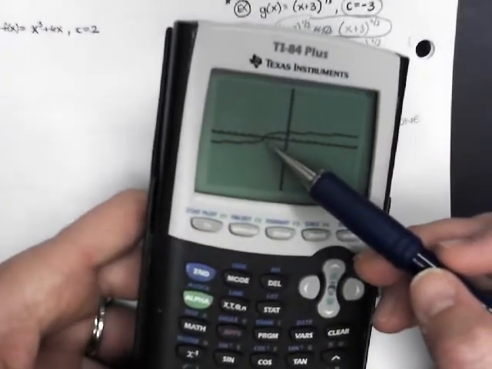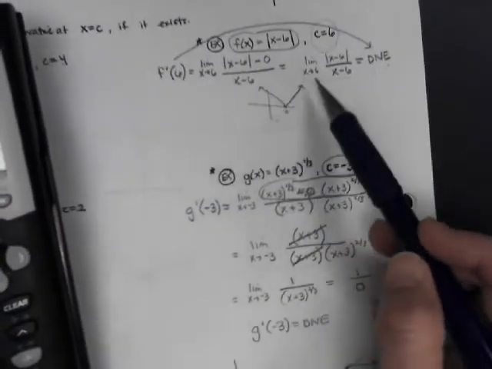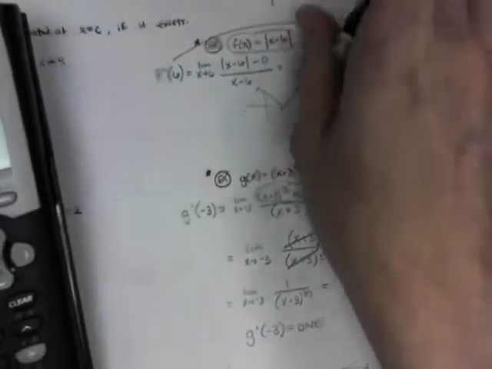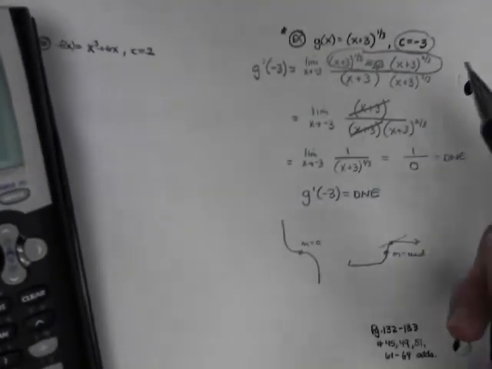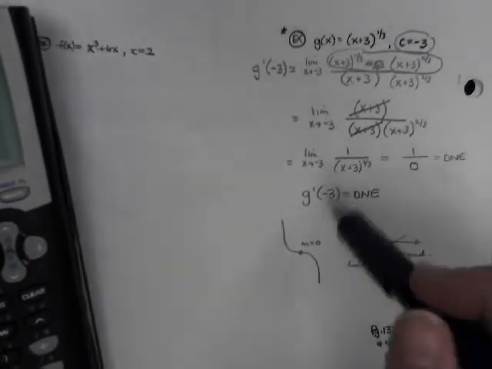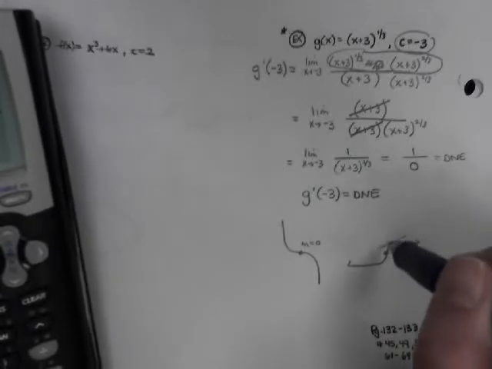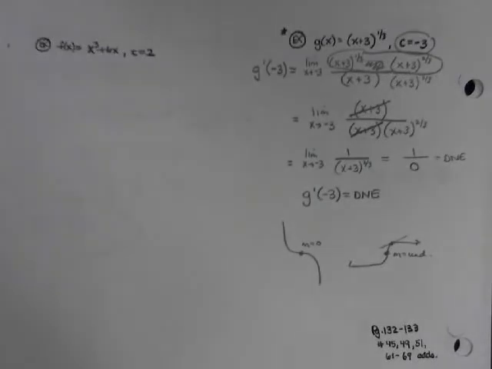So a corner point can be the causation for the derivative not existing. Sometimes if the function doesn't exist at all, that would be the reason why the derivative doesn't exist. And sometimes it's because the graph actually has a vertical tangent there, and so the slope at that location does not exist.